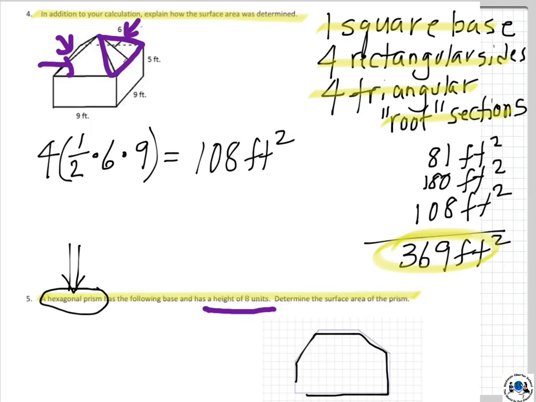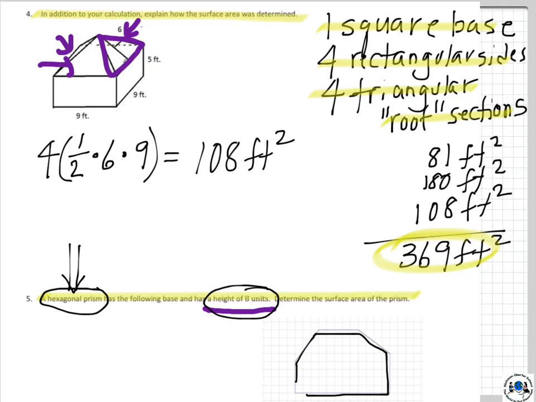It's a hexagon though, it's a 6-sided figure, all right? That is the base, okay? And then we have another one on the other side, and that's the base because the prism is called the hexagonal prism, all right? And whatever the prism is called, that's the base. Therefore, that's why this is important. It says it has a height of 8 units, okay?